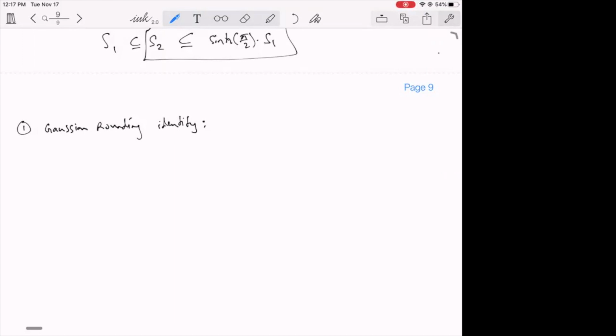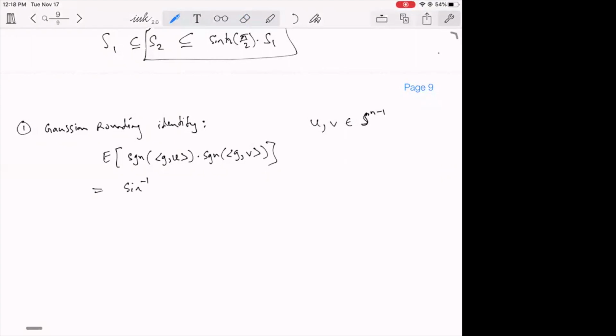Which says that the expectation of the sign of the inner product of G with vector U times the sign of the inner product of G with vector V, where G is again a vector of IID Gaussians, and U and V are, let's say, arbitrary vectors in the L2 unit sphere.